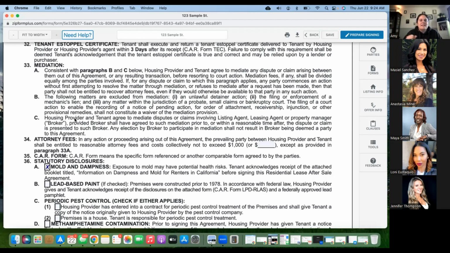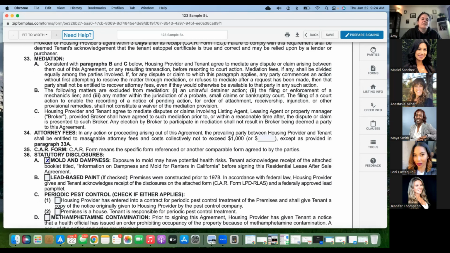Housing provider and tenant agree to mediate disputes or claims involving listing agent, leasing agent, or property manager, broker, provided broker shall have agreed to such mediation prior to or within a reasonable time after the dispute or claim is presented to such broker. Election by broker to participate in mediation shall not result in broker being deemed a party to this agreement. So we're agreeing to mediation.